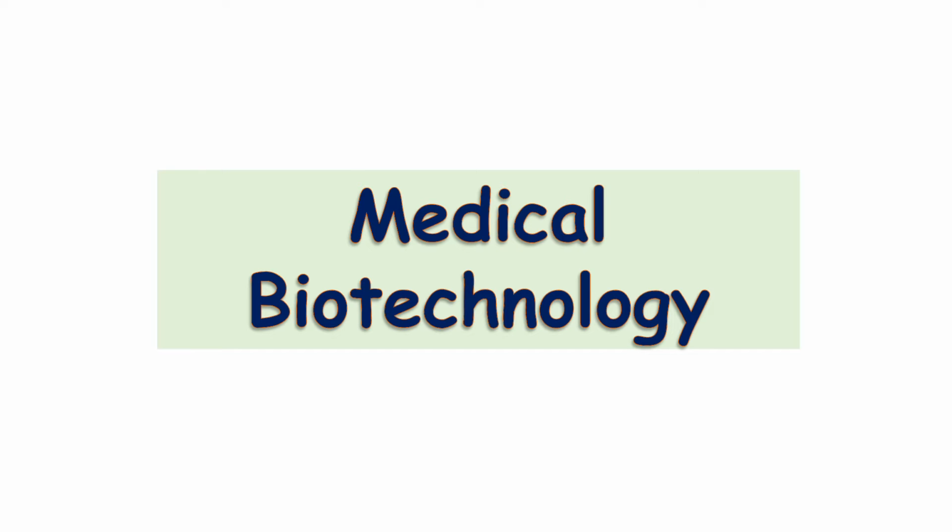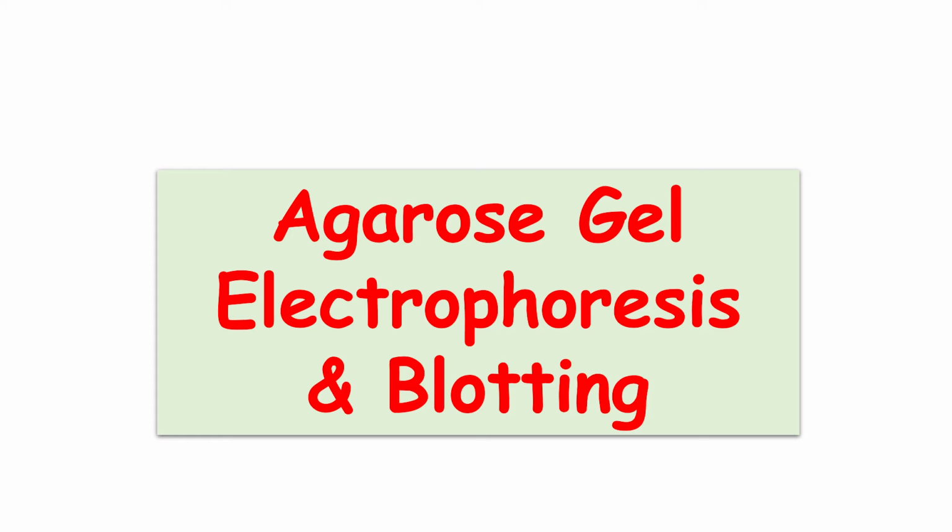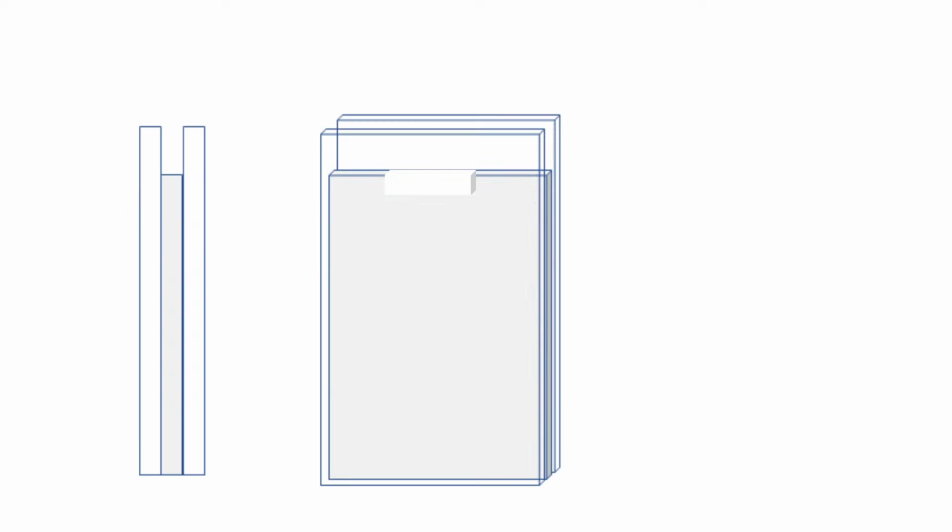In our last lecture, we discussed PAGE and SDS-PAGE, and today we are going to discuss another important electrophoretic technique, that is agarose gel electrophoresis and the blotting technique. In PAGE, we are basically using PAGE for protein analysis and agarose gel electrophoresis for nucleic acid analysis. So agarose gel electrophoresis is done mainly for nucleic acid analysis.